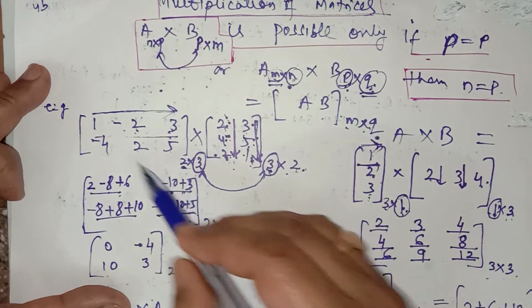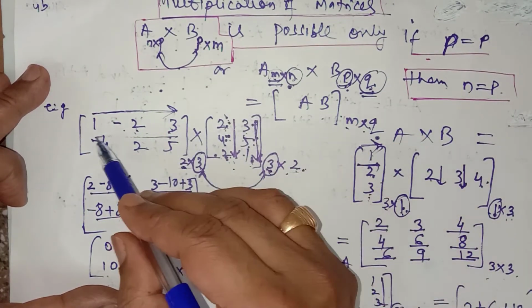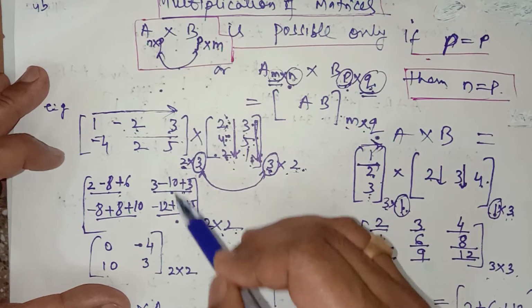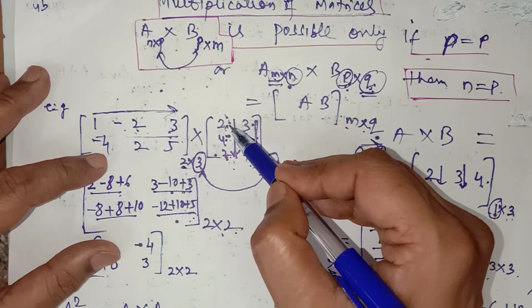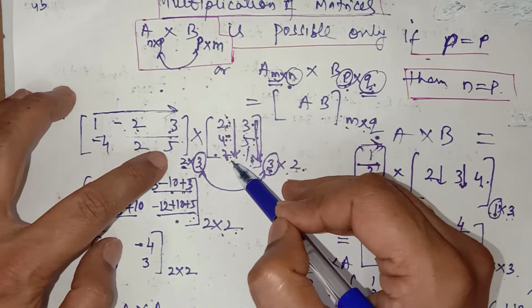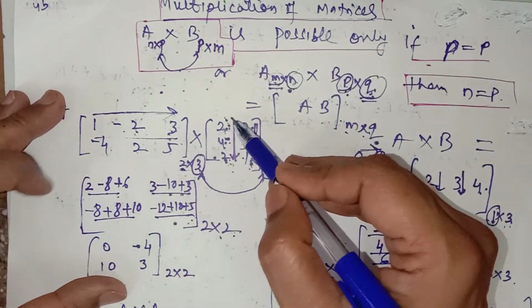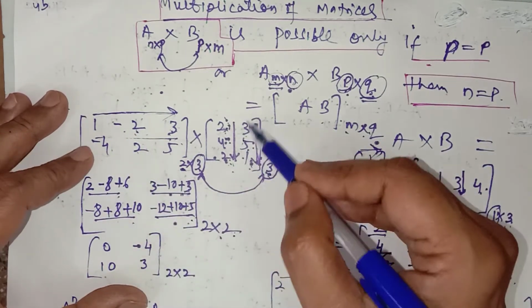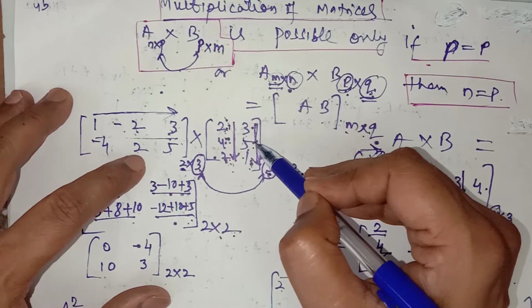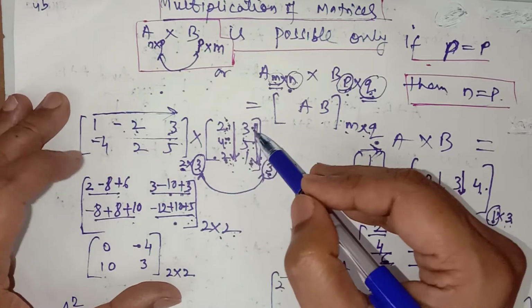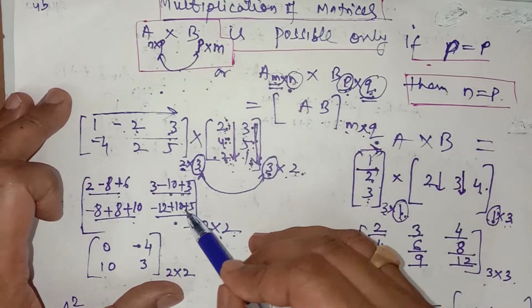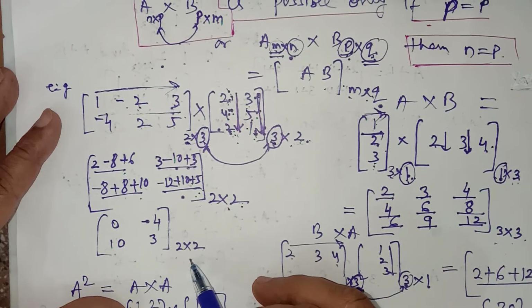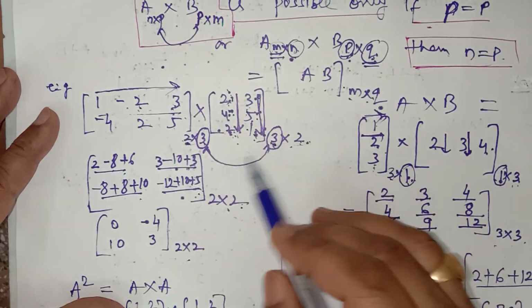Like this. Second row, first column: as the row changes in the first matrix, the row of the resultant matrix will also change. So multiply minus 4 with 2, 2 with 4 and 5 with 2 and add. You will get minus 8 plus 8 plus 10. Then multiply second row with second column: minus 12 plus 10, 5 into 1, that is 5. So minus 12 plus 10 plus 5. And simplify, you will get the matrix 0, minus 4, 10, 3, of order 2 by 2. You first of all find the order of the resultant matrix.